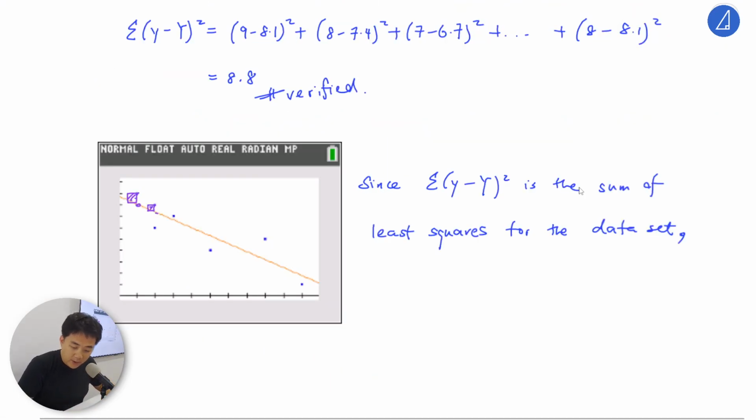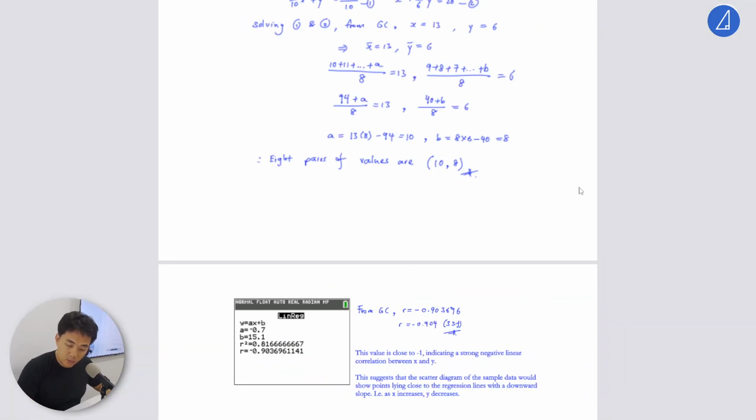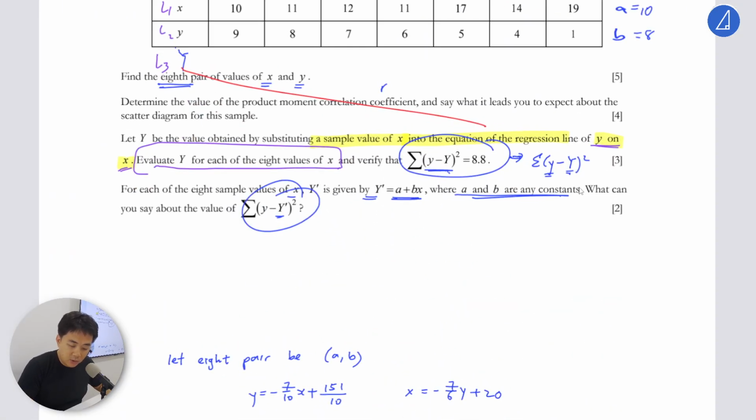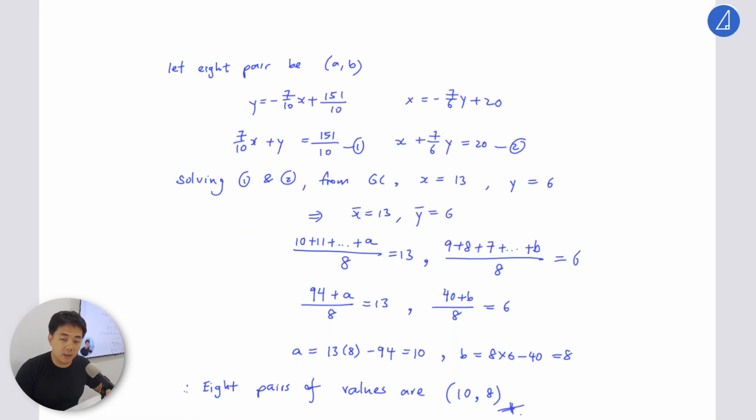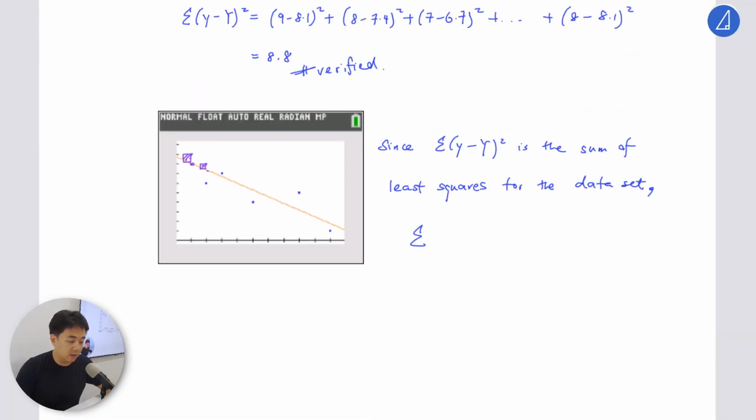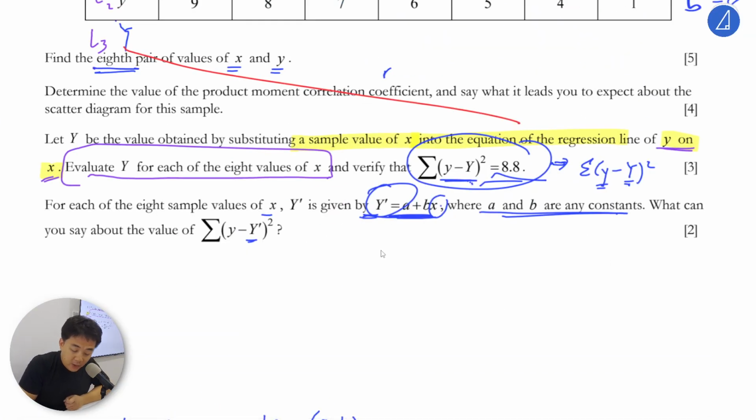Because it's a least square, you will expect y minus y prime, any other values will definitely be more than 8.8, okay? Because this is already the least square already, okay? Basically, what I'm saying is any value, this is another line equation. It doesn't matter. This is the best line of best fit to this whatever line is represented, right? This value to the line of best fit definitely will be bigger than 8.8. Confirm one. Okay, that's the idea.